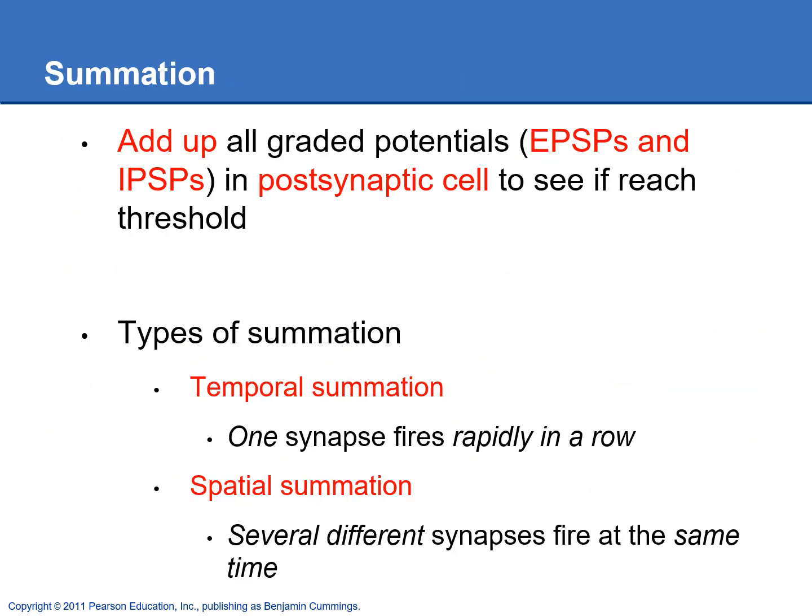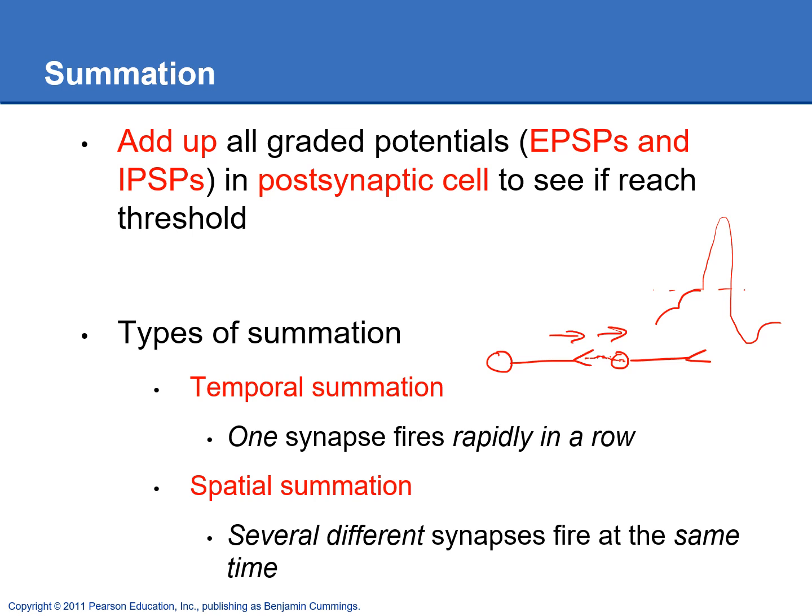All right, so let's just review the different types of summation. We have temporal and spatial summation. So remember that with temporal summation, that presynaptic neuron is going to fire rapidly in a row. So it'll release neurotransmitter, open up maybe the ligand-gated ion channel in the postsynaptic neuron, and then fire again, open it again, and then you're just going to add those graded potentials together, and then maybe you reach threshold, and then you trigger the action potential.